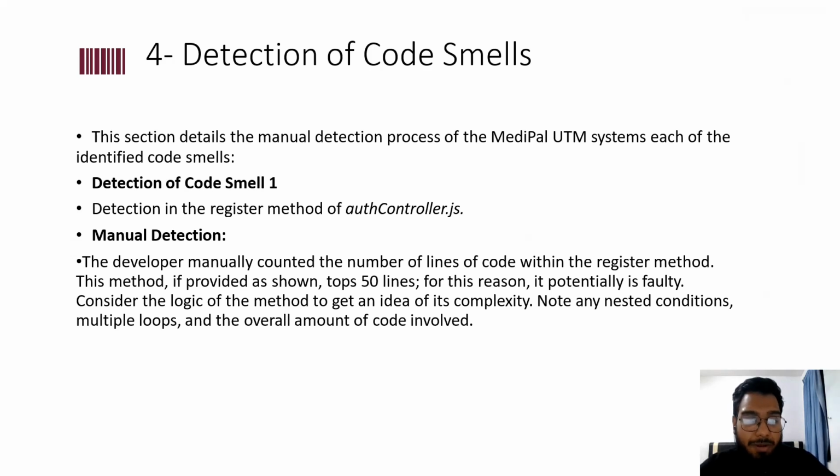The first code smell, which is the long method, was detected by manual detection. The developer manually counted the number of lines of code, and this method, as shown, tops 50 lines. For this reason, it is potentially faulty. The logic of the method was examined to get an idea of its complexity, any nested conditions, multiple loops, and the overall amount of code involved.